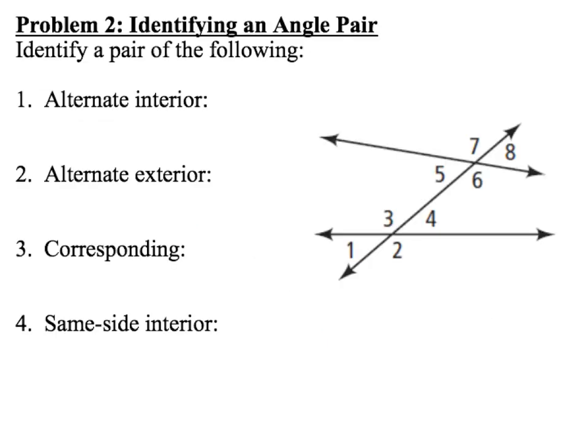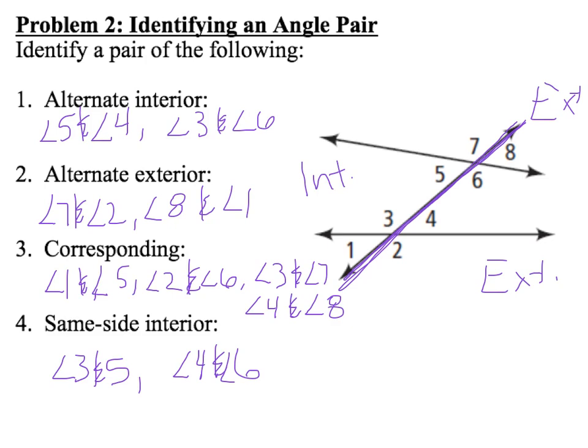Now I want to see if you can find the types of angles we're looking for. When I'm looking at this picture, the first thing you should look for is the transversal. Here's my transversal. That means this is the inside, interior, and this is the exterior. I want you to pause the video right now and find all the alternate interior, alternate exterior, corresponding, and same side interior angles. So here are my answers.